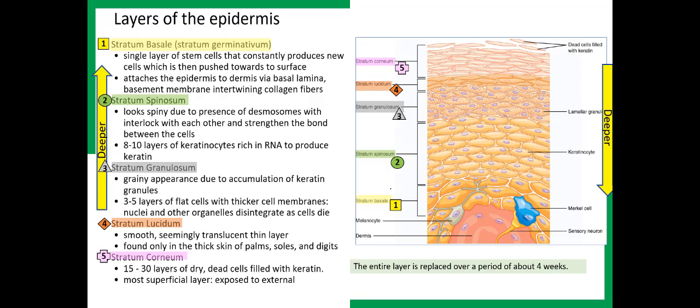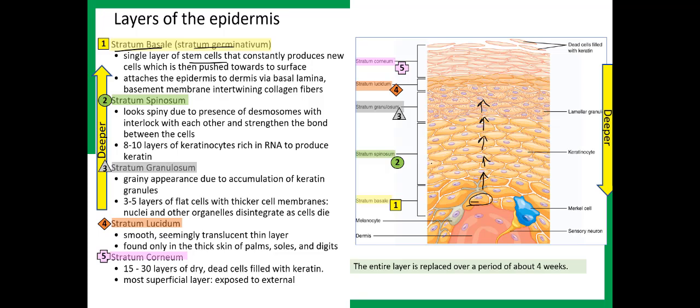Next slide is the 5 different layers of the epidermis. You can see here I've organized it in words from the deepest layer to the most superficial, whereas obviously in the picture, the one on top is the most superficial and the one down below is the deepest layer. So starting from the bottom, we've got the stratum basale, also called the stratum germinativum. Basically, it's a single layer of stem cells that constantly produce new cells. So the new cells are produced over here. And then, as I said, they work their way superficially to the surface.